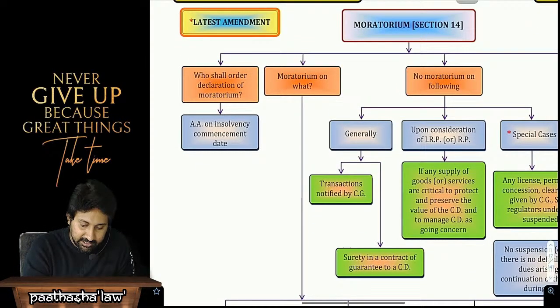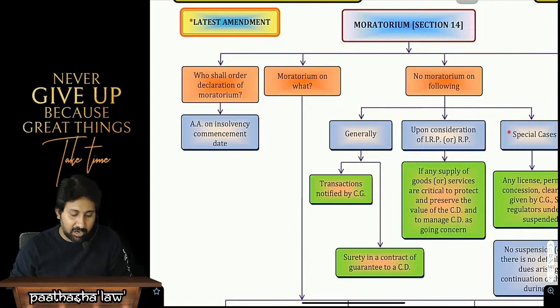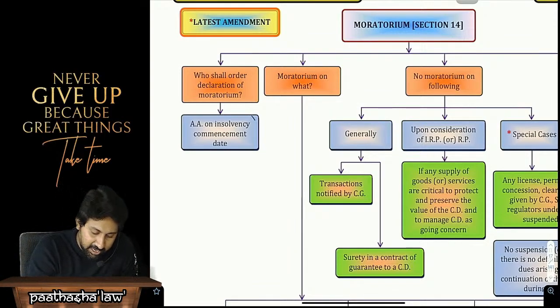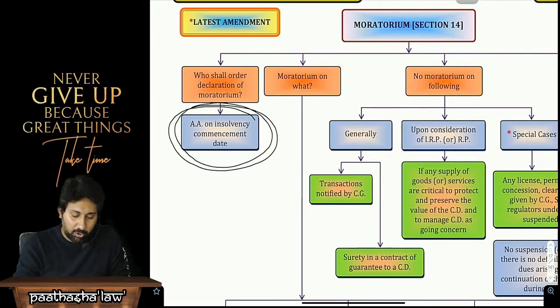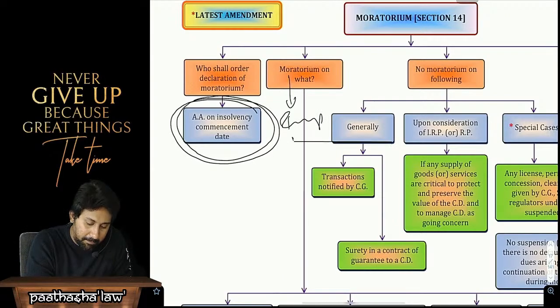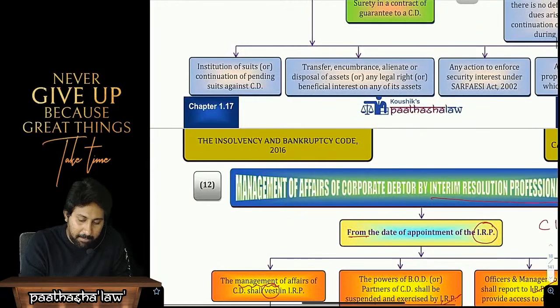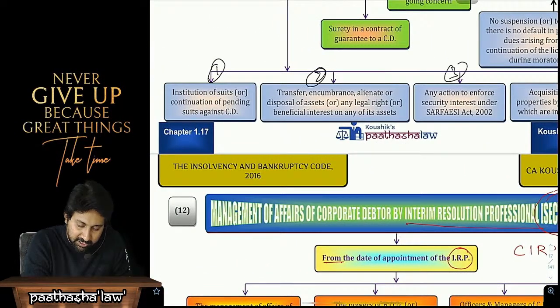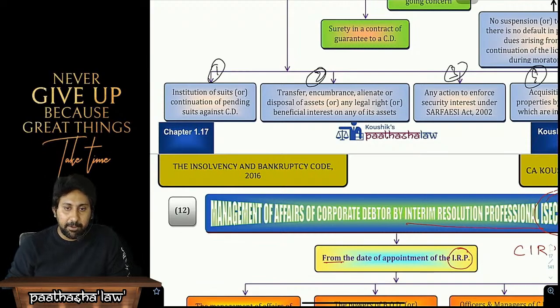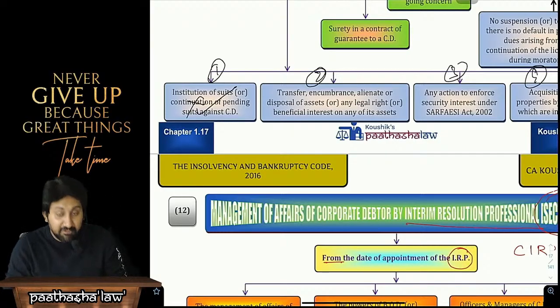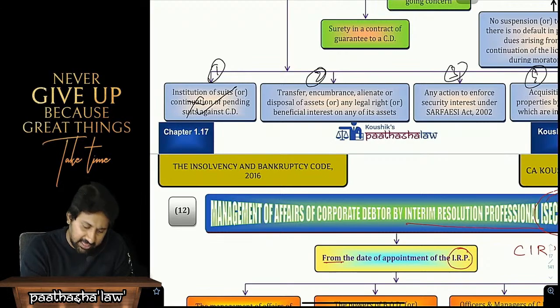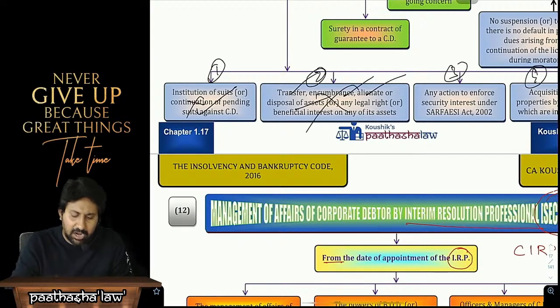Moratorium. So what is this concept of moratorium? Let us see. Who shall order declaration of moratorium? AA, on the insolvency commencement date, will declare a moratorium. Moratorium means a temporary ban. Temporary ban on what? Ban on four things. These are the four important things that we need to understand. What are the four important issues on which the temporary ban is there? Number one, you can't file new legal suits. Existing legal suits can't continue. Number two, physically assets cannot be transferred in any form, either transfer, encumbrance, alienation, or disposal. You can't transfer.